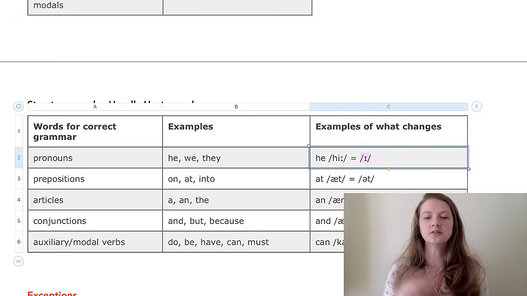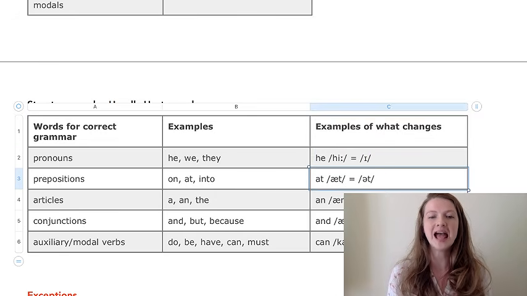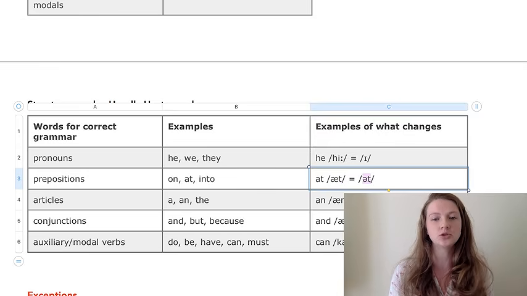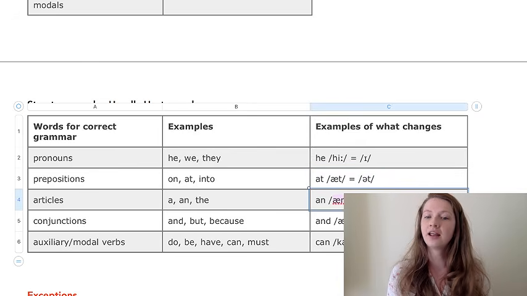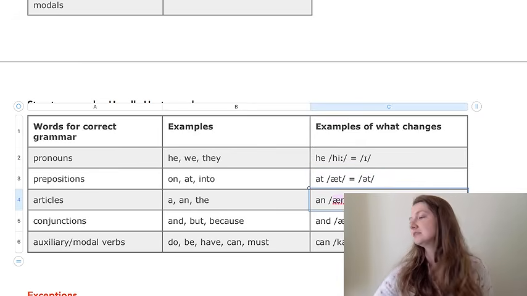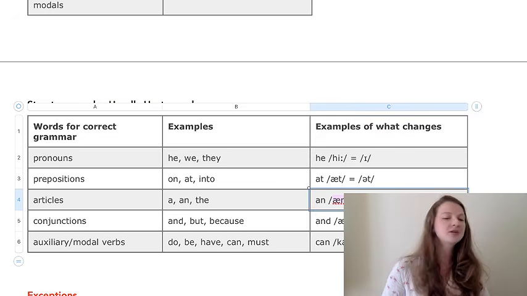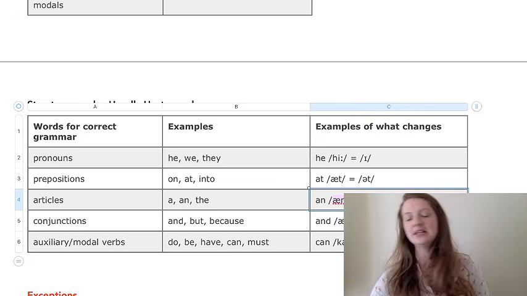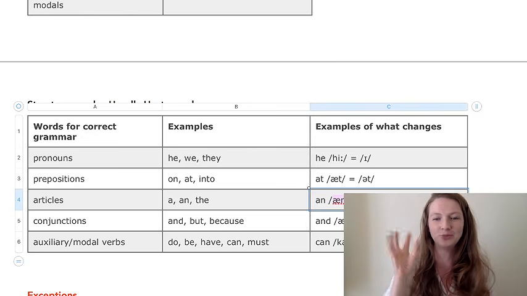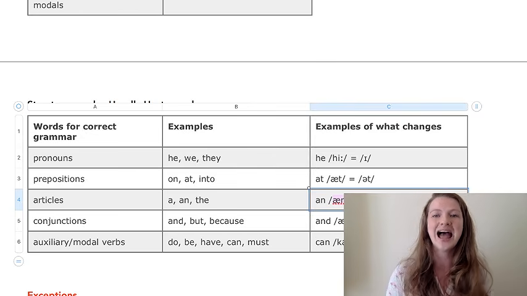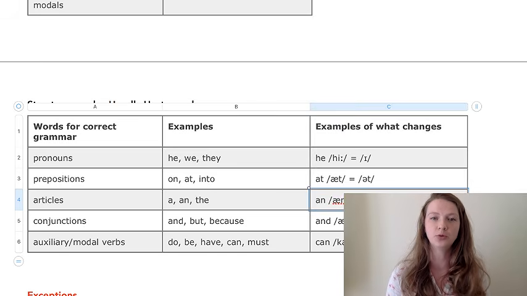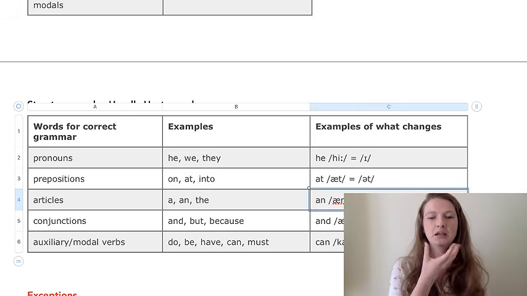Same with the preposition at. I don't say at. I am at the bank. Okay? I'm at the bank. It's weakened into a schwa. Same with an. I can't find anything starting with a vowel around me. Never mind. Imagine I have an apple. An apple. An. No. An apple. It's a lot weaker.